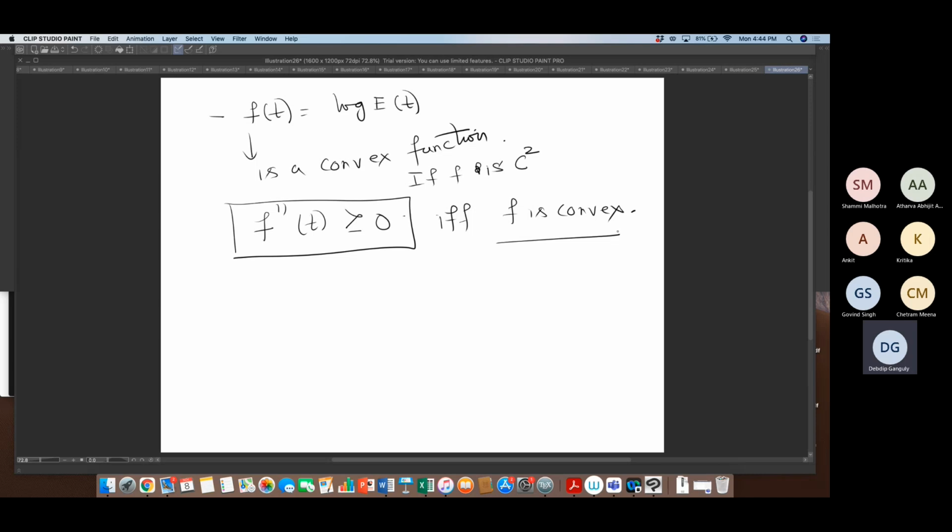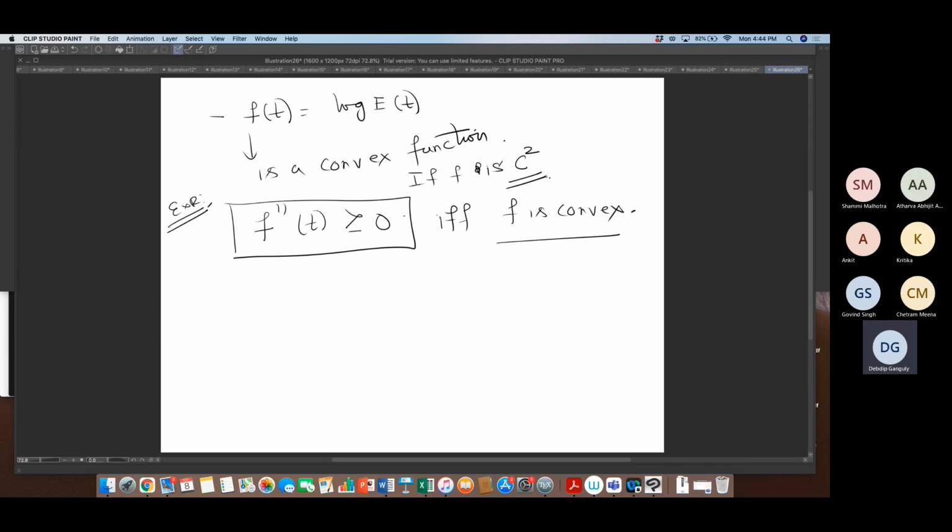This is a very nice analysis problem. Do you know this? Yes or no? Tell me yes or no, then I will tell you what it is. You can try it as an exercise. It's not difficult. You can try. Okay? You assume f is a C2 function, then f double prime t is greater than or equal to 0 if and only if f is convex.